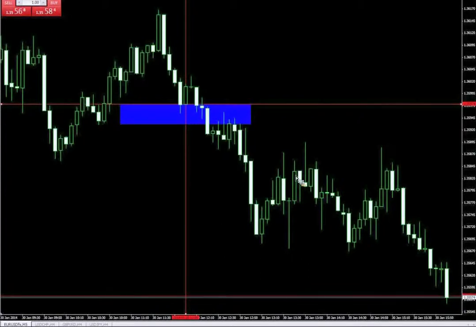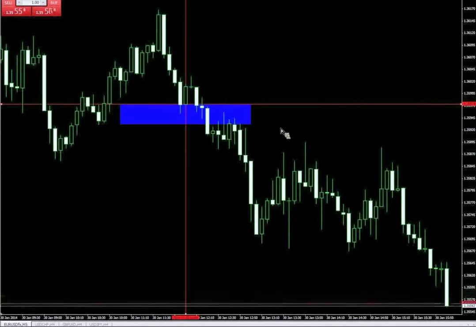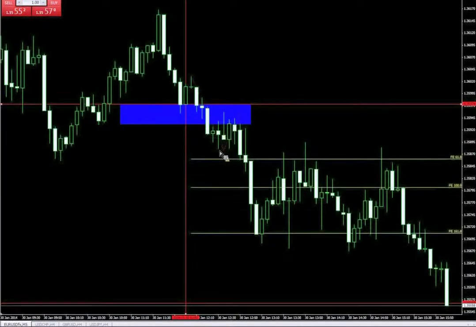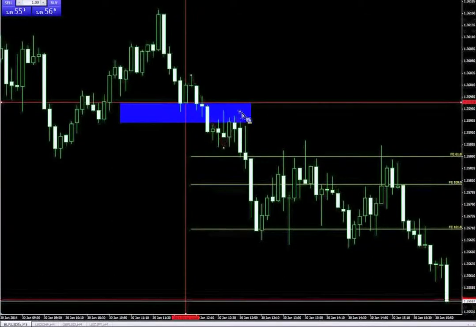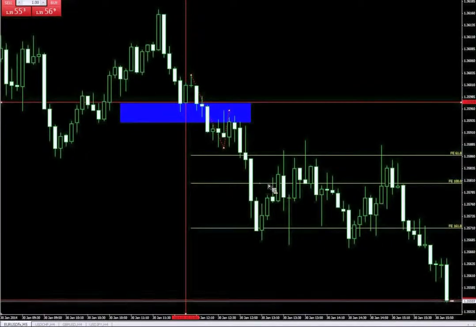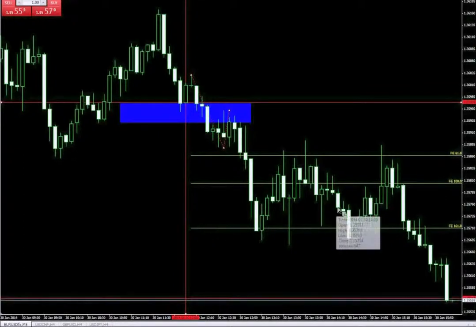I'll show you another method using Fibonacci expansion, okay? You take your Fib expansion tool, and there's a pattern here called the 1, 2, 3 pattern. This is the 1. This low is the 2. And this high is the 3. I can put a Fibonacci expansion on it, and now when I have my entry, I've got target number 1 laid out, and target number 2 laid out using Fibonacci expansion. Okay? You follow that?